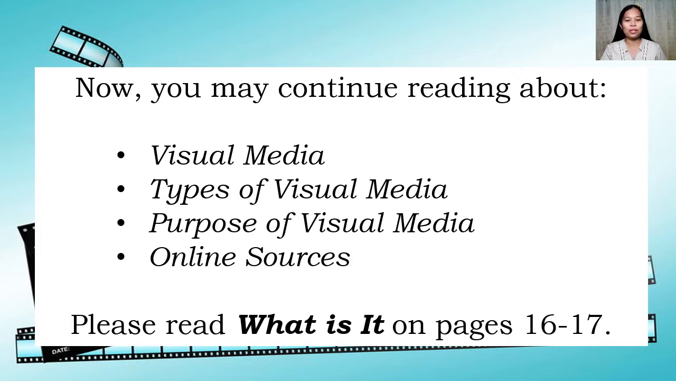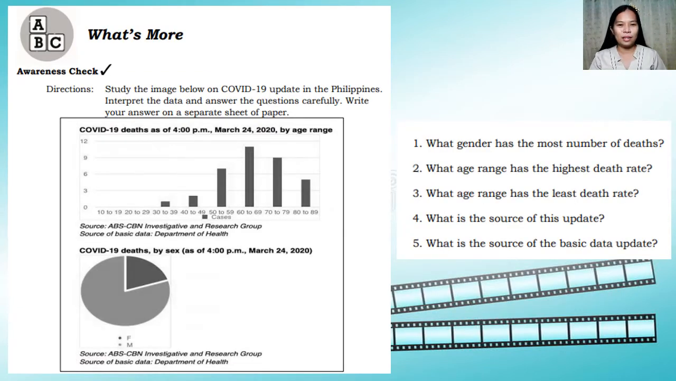Please read What Is It on pages 16 to 17. Now let's proceed to What's More, found on pages 17 to 18. Awareness check. Directions. Study the image below on COVID-19 update in the Philippines. Interpret the data and answer the questions carefully. Write your answer on a separate sheet of paper or on the answer sheet provided to you.